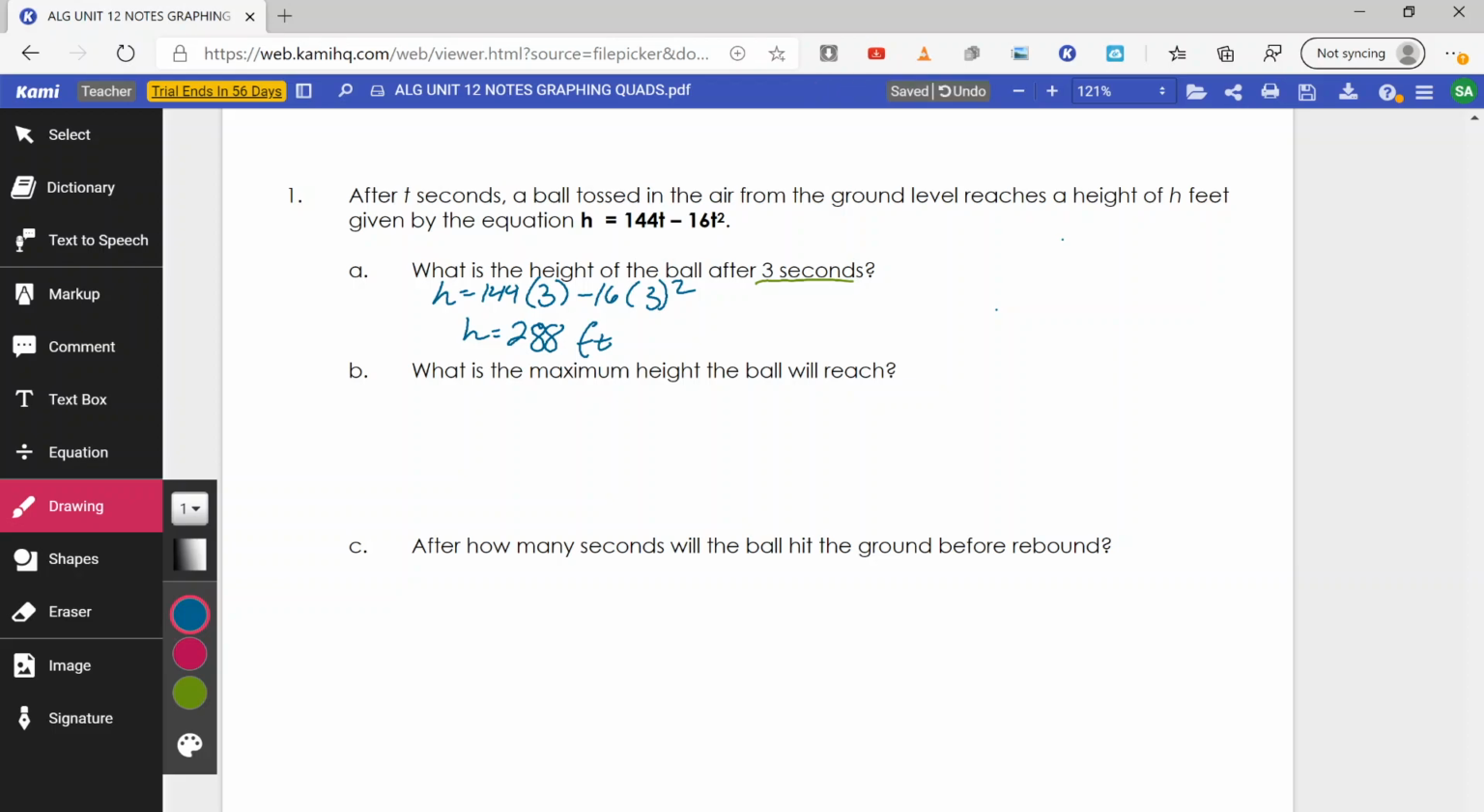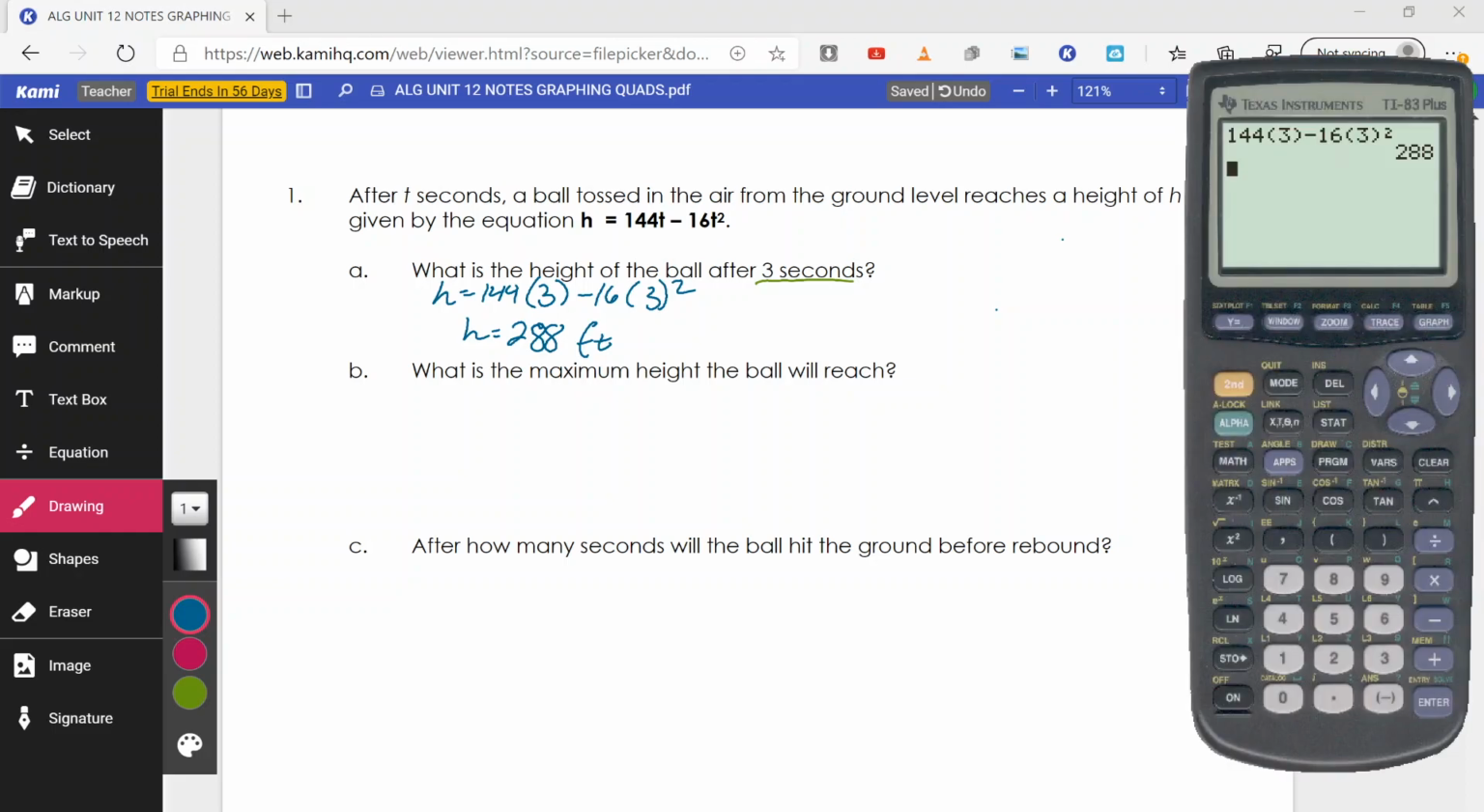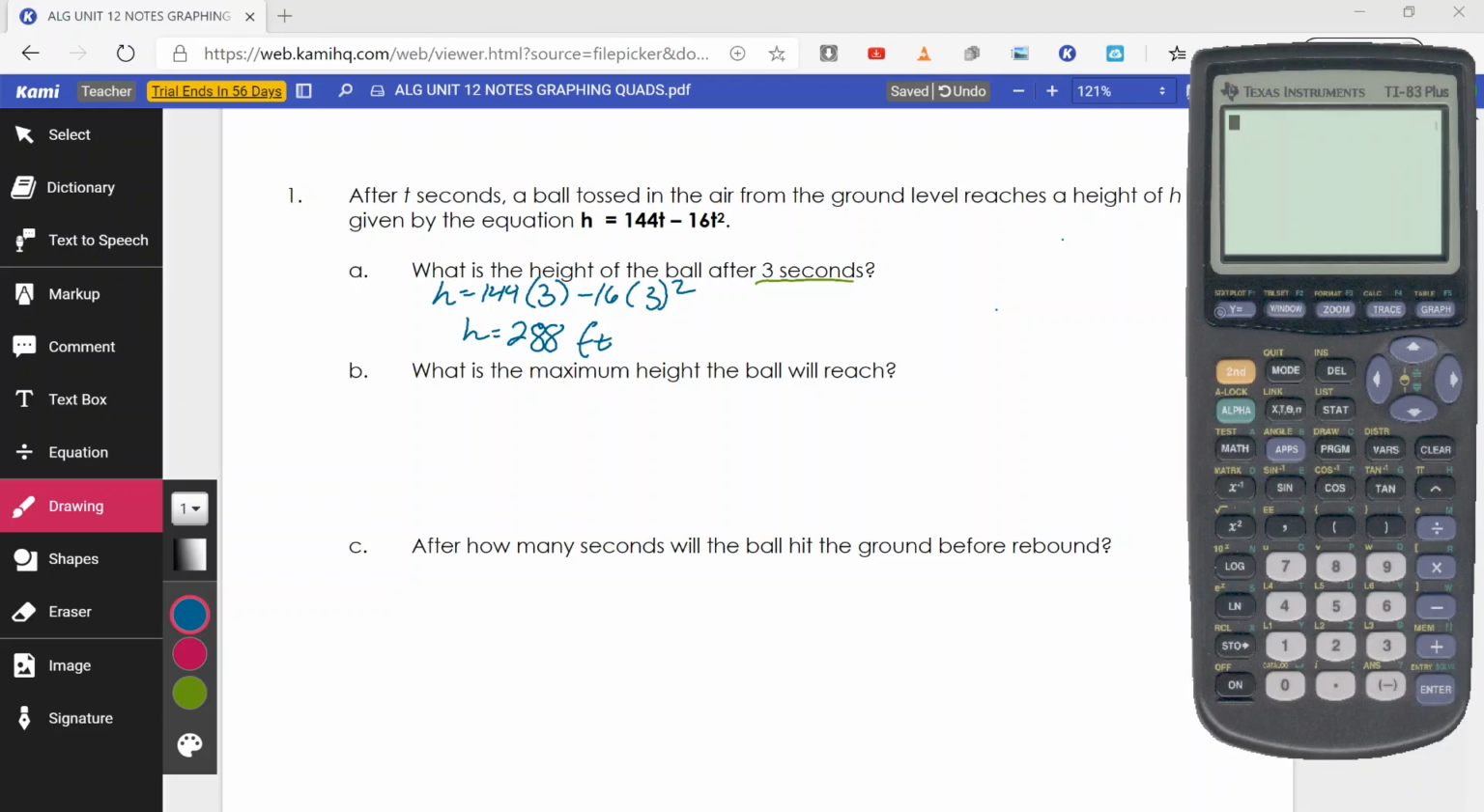Now, what is the maximum height of the ball that it could reach? Well, first things first, we have to plug in our equation, 144x minus 16x squared.